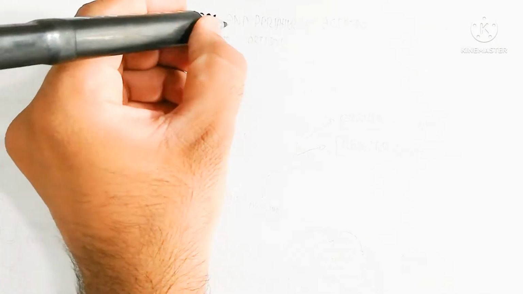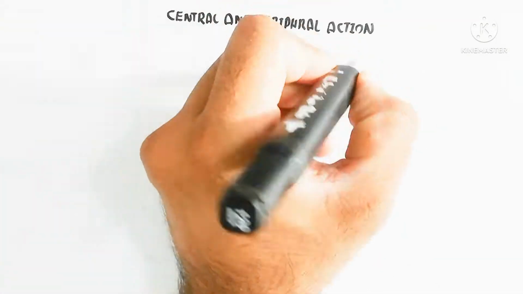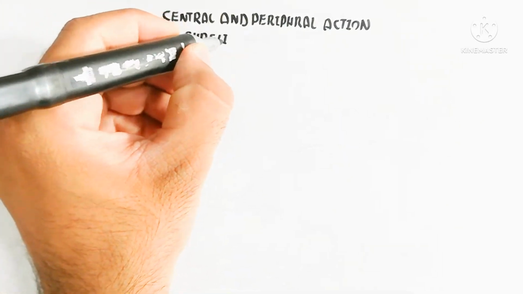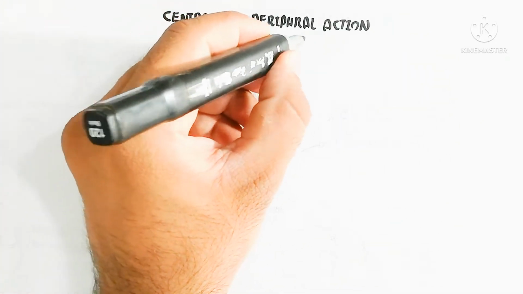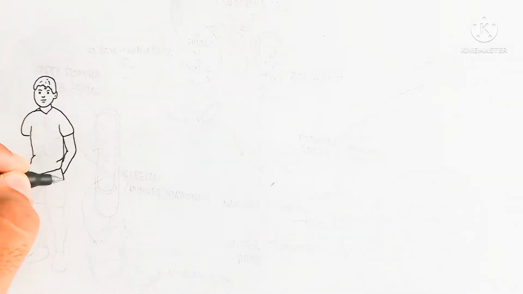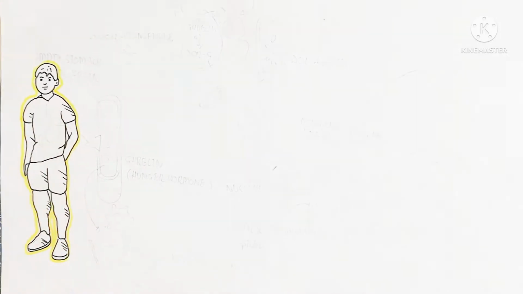Hello, in this video we will discuss the central and peripheral action of ghrelin, and we will also learn about the cortisol action due to the sympathetic nervous system activation. So let's begin to understand from the empty stomach, because the ghrelin we will discuss here is released due to the empty stomach, due to the fasting state.